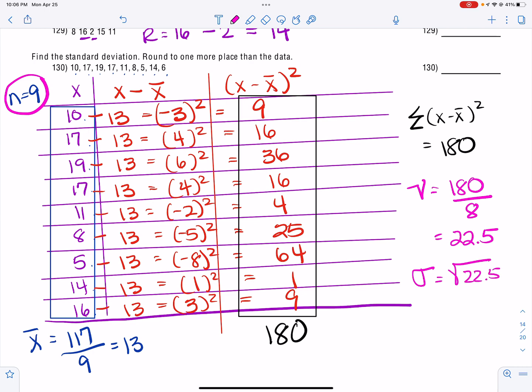Let me check that again. 180 divided by 8. Let's see what they do. I think they're dividing it by... They got 5.1. That's not what I got. 22.5, the square root of 22.5 I got is 4.74. And so I'm going to go with that data point.